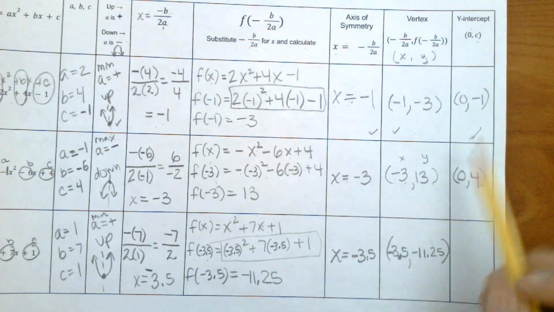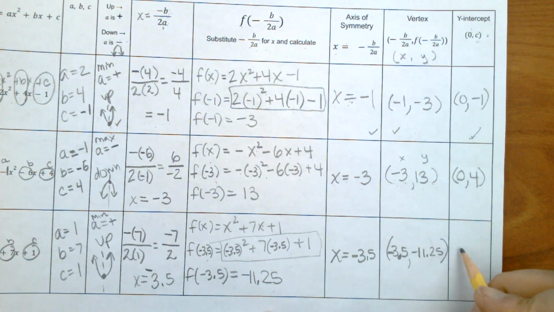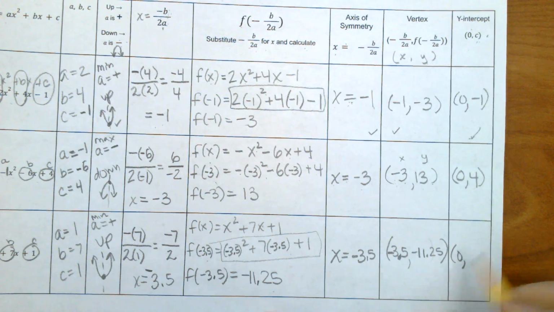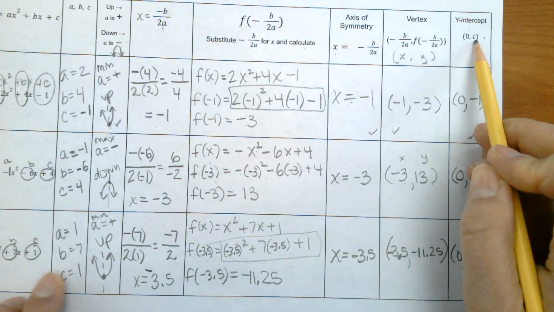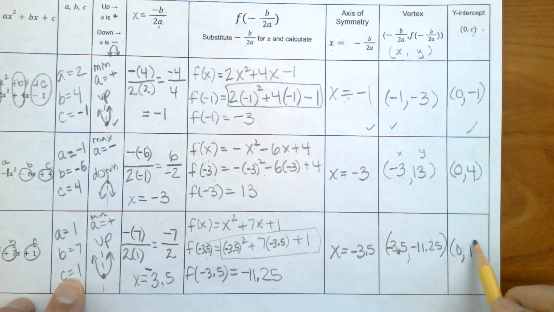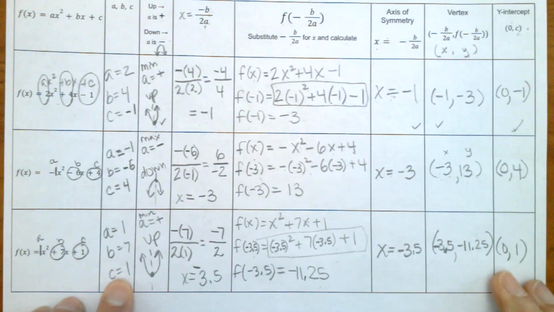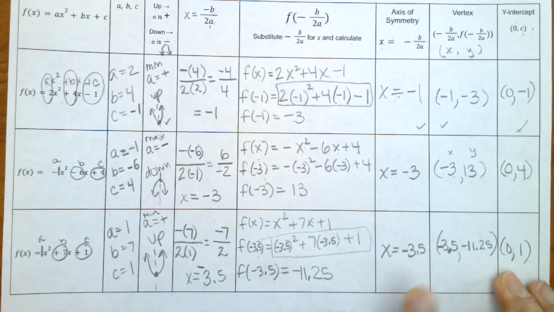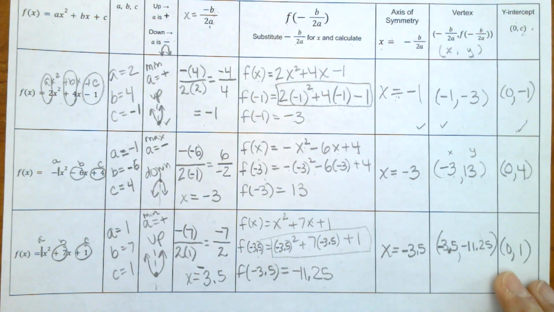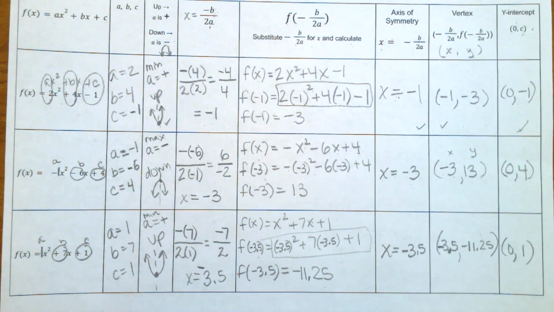Where does it cross the y-axis? What's the y-intercept? 0, comma. We need our c value. C value is 1, so that's where it crosses the y-axis. If you would like to graph it, to make sure that your answers are correct, you may graph it. That's one way to check.